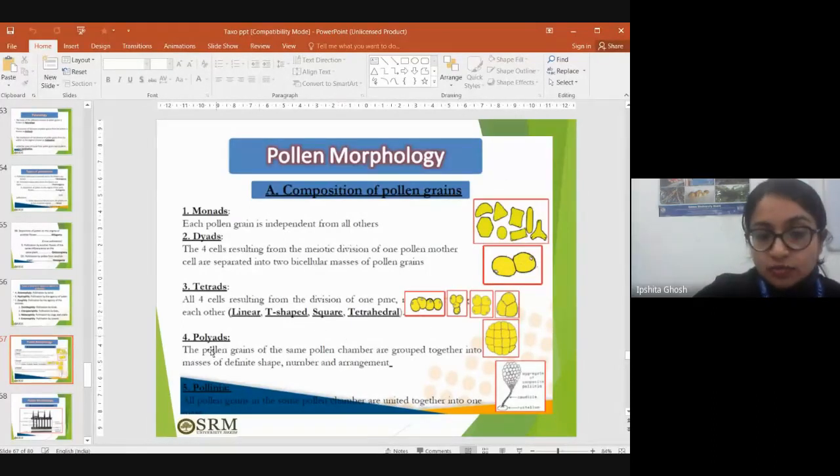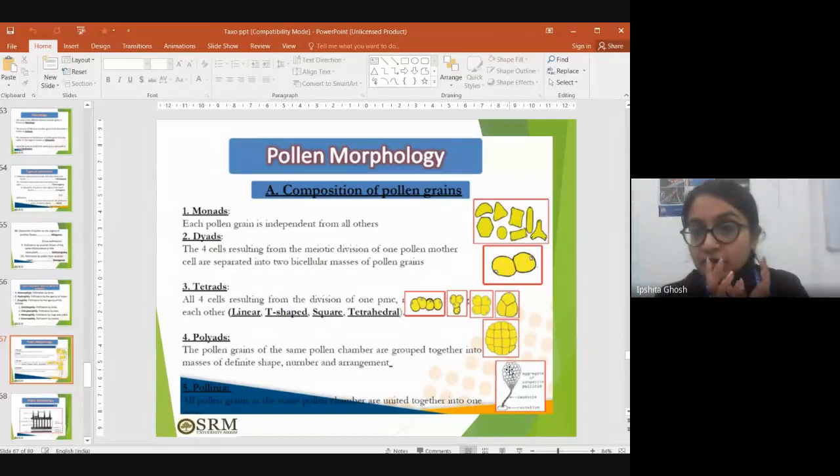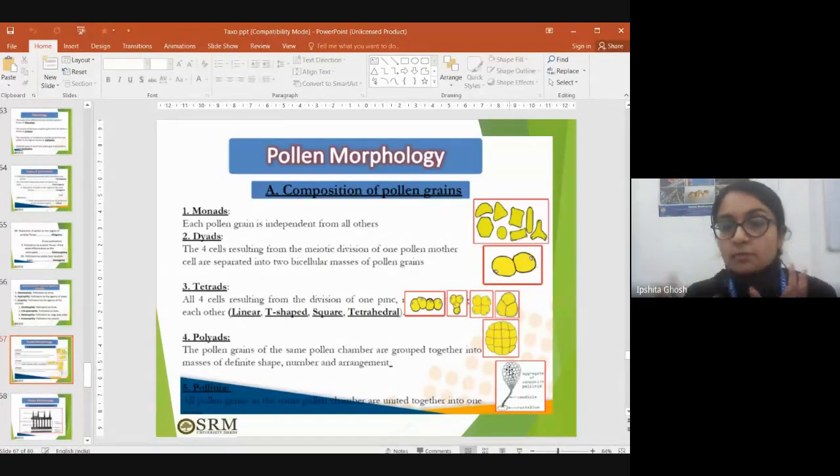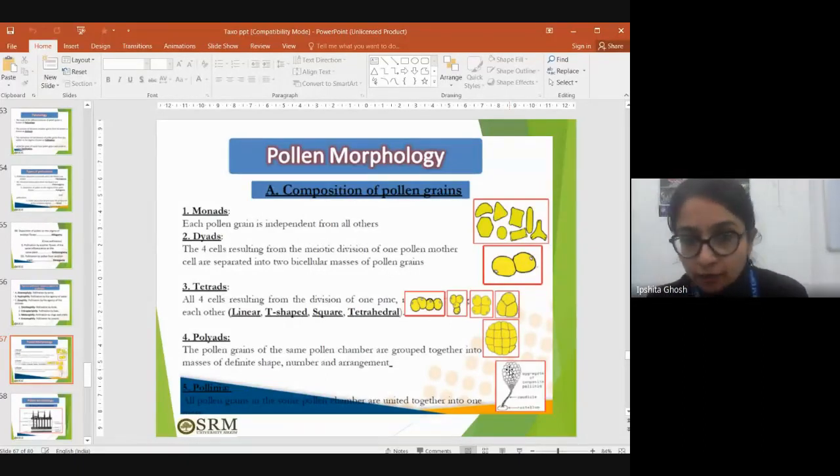So what about pollinia? Pollinia is another new term for you. It means that all pollen grains in the same pollen chamber are united together into one mass. They have a grape-like appearance. You would see a bunch of pollen clubbed together, forming a single mass. In that case, it is called pollinia. Gradually we'll get used to the terms.